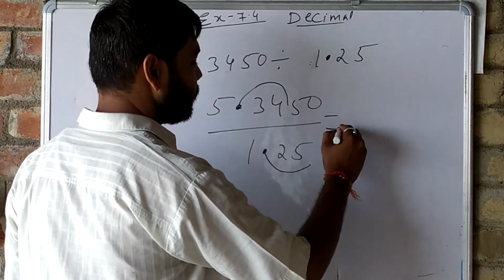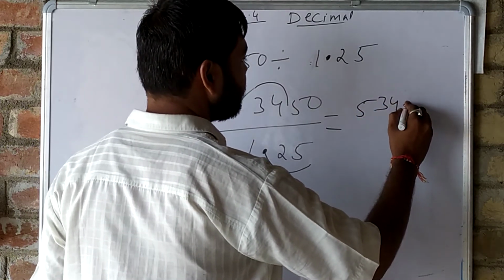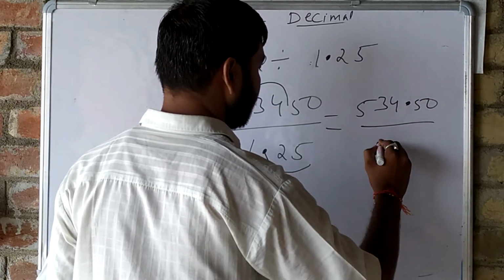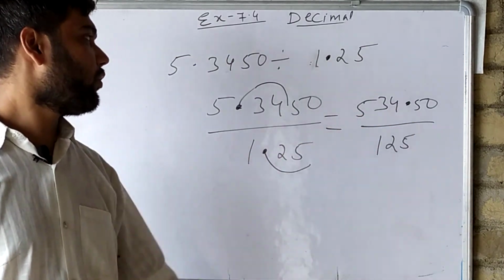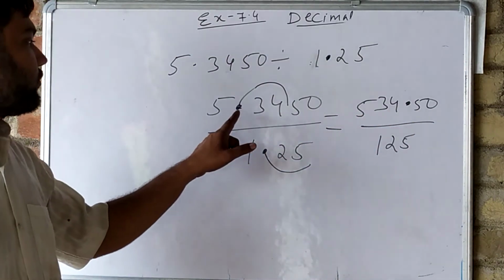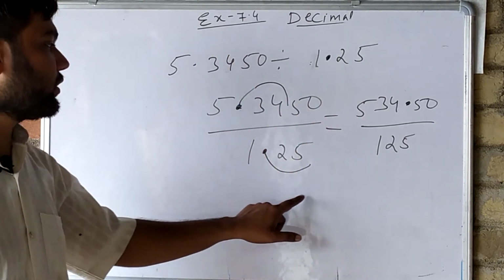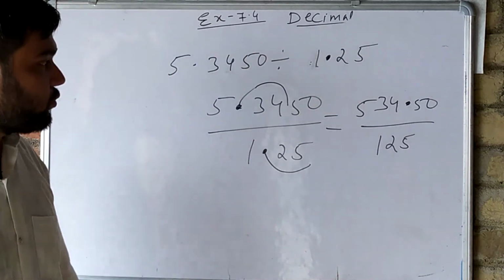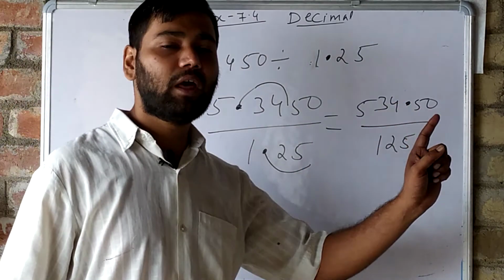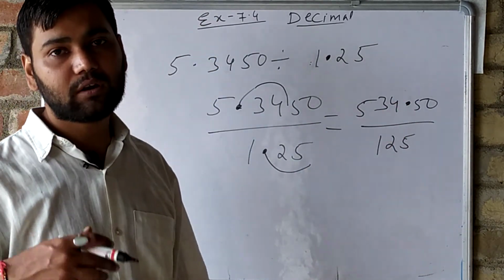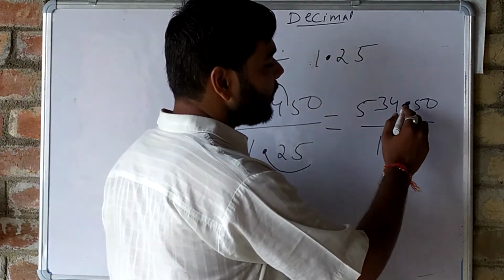Now the question is converted to 534.50 upon 125. The decimal which was first, now it is shifted by 2 decimal places. Why? Because at the denominator also we have shifted the decimal by 2 decimal places. Now the decimal is removed from the denominator, but we still have a decimal in the numerator. So we will try to remove that decimal from the numerator.